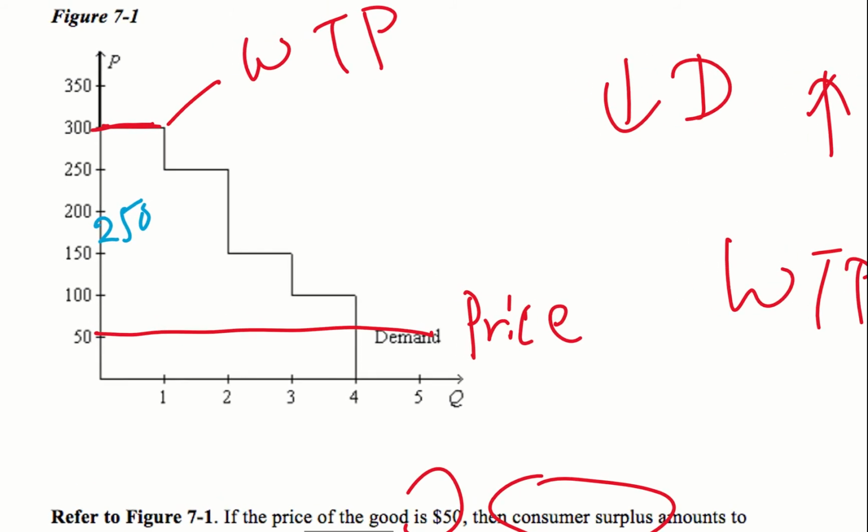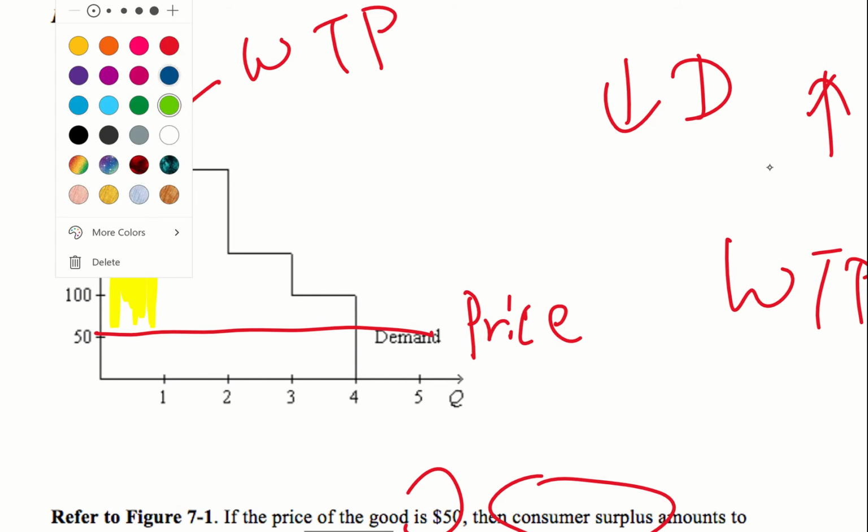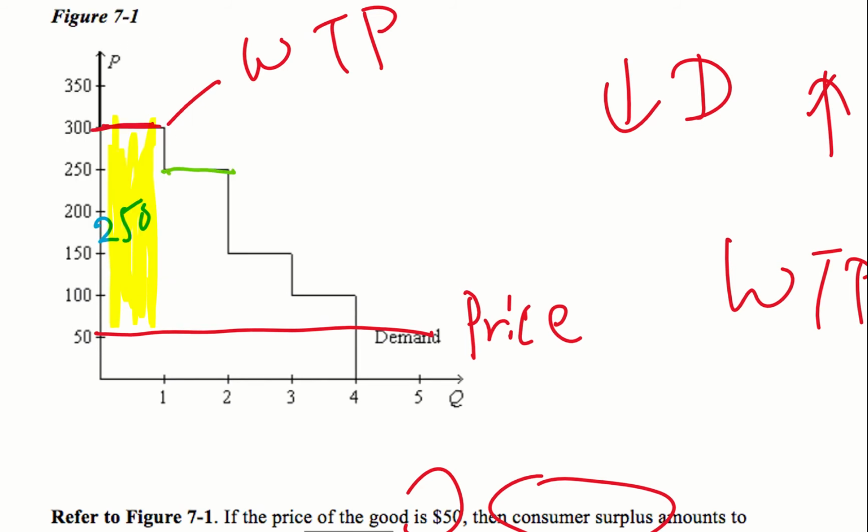All right. So for the first consumer it is 250, and then for the second consumer, his WTP is 250, and then price is 50. So the difference here is 200. That is his consumer surplus.